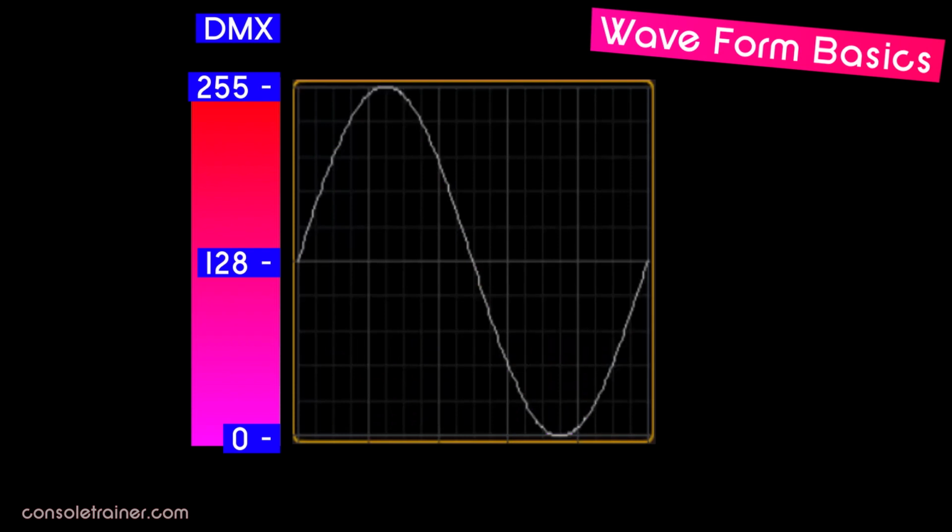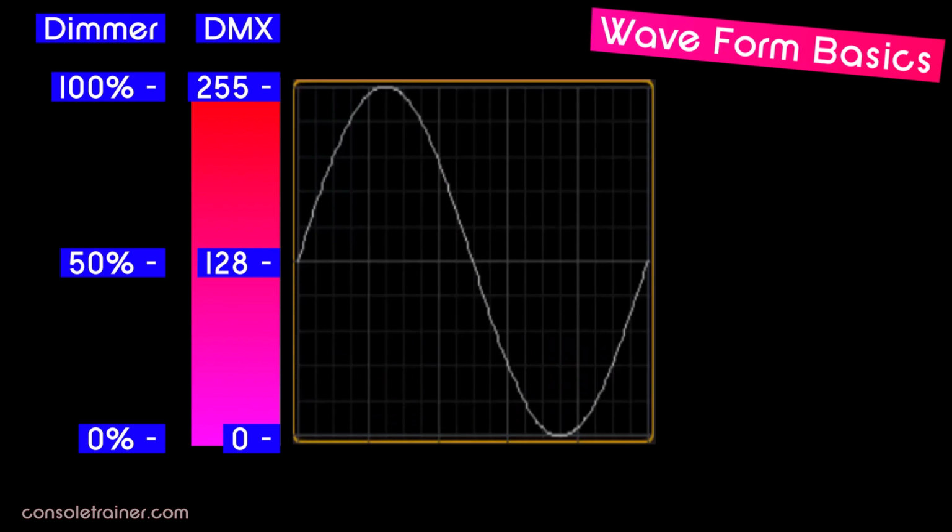If this was a dimmer channel, then we'd output a value of zero intensity at the bottom of the wave and 100% or full at the top. And our resting position value in the middle is 50%. So our intensity would be traveling from 50% up to full, down to zero, and back to 50 again.